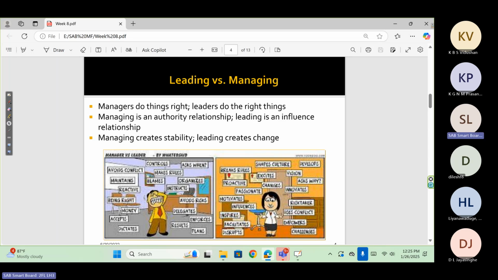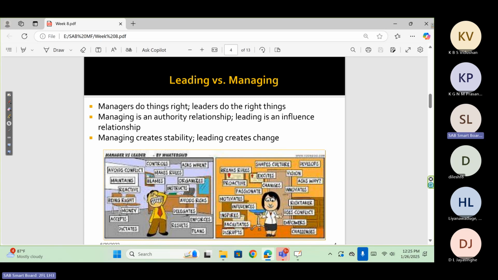Likewise, you can identify at least 5 such comparative points between managing and leading based on this slide and the 2 boxes. All these are cartoon pictures, but using cartoons and the contents, we can learn a lot about subjects.